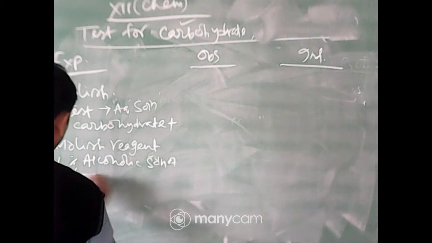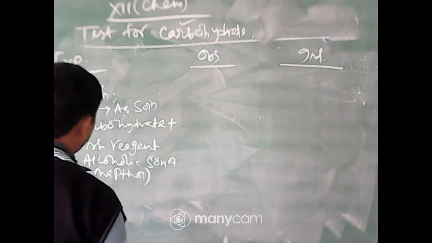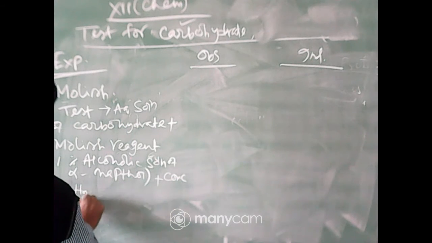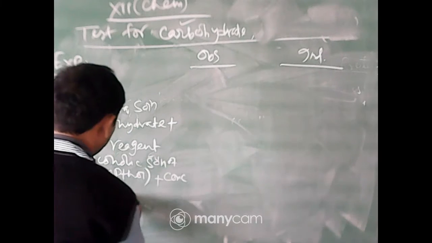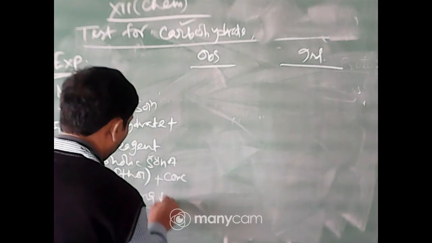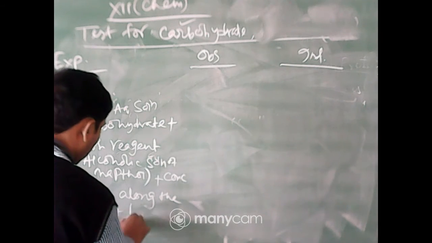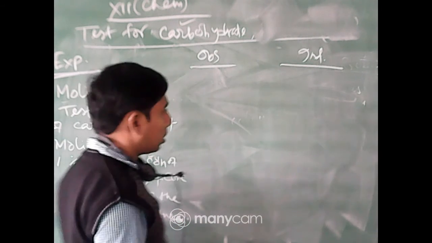Of alpha naphthol. You have to write it on the copy, plus concentrated sulfuric acid along the wall of the test tube. Okay. So this is the test.